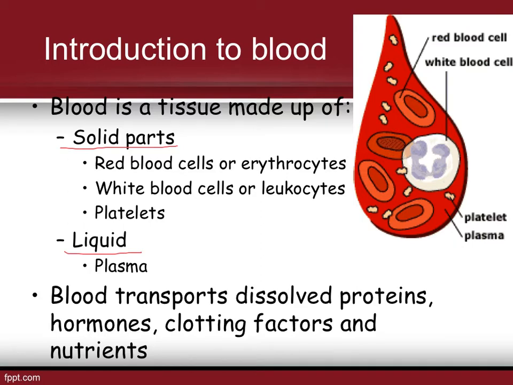Okay, so blood is a tissue, and it's made up of two sections. Some parts of it are solid, and other parts are liquid, or actually one part is liquid. The solid parts can either be red blood cells, also known as erythrocytes, white blood cells, also known as leukocytes, and platelets, which are just pieces of cells that have broken up, and they help your blood to clot and to form scabs so that you don't bleed out whenever you get cut.